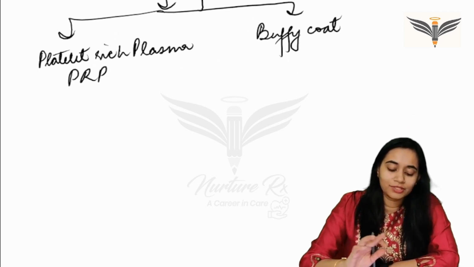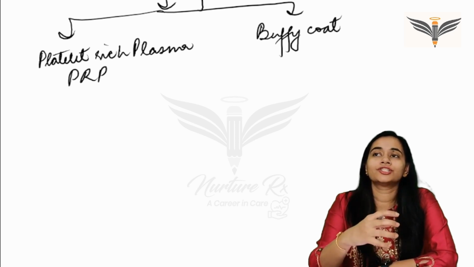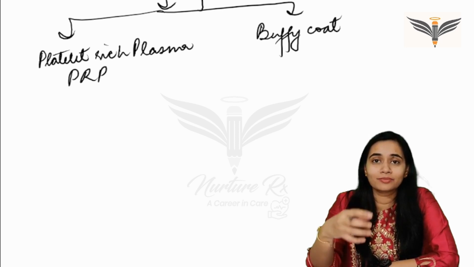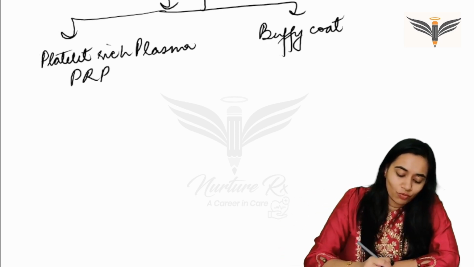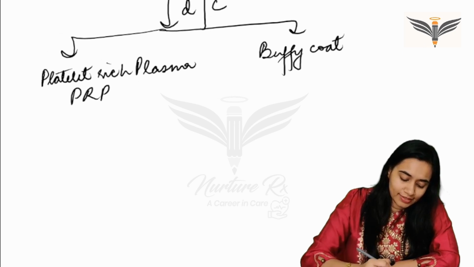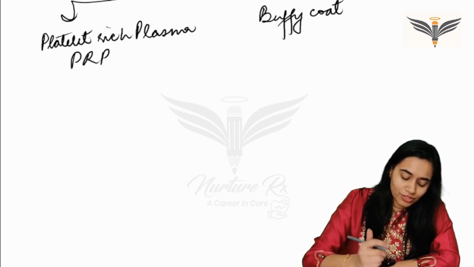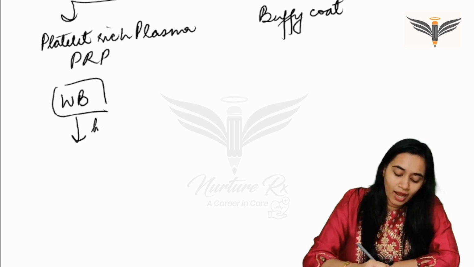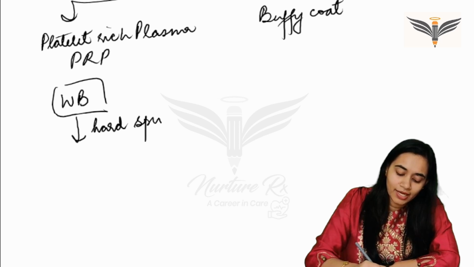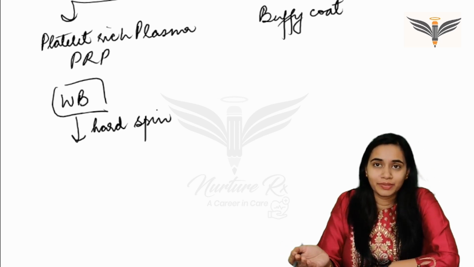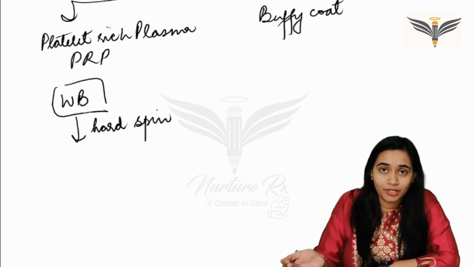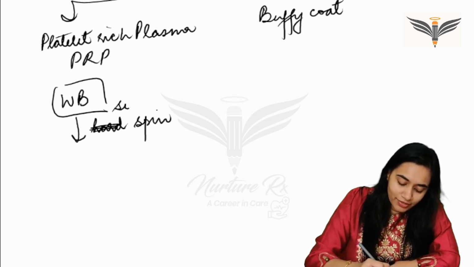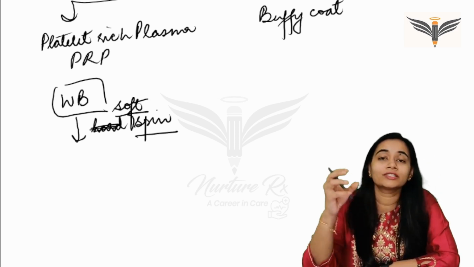As the name suggests, platelet rich plasma. First you have to derive a plasma which has an excess of platelets, and then from that plasma you derive the platelets. So what we do here, the whole blood is subjected to hard spin. Hard spin means it is centrifuged at a higher speed and for a longer duration. No, I'm sorry. First, a soft spin is given. Please note this. First, a soft spin is given.